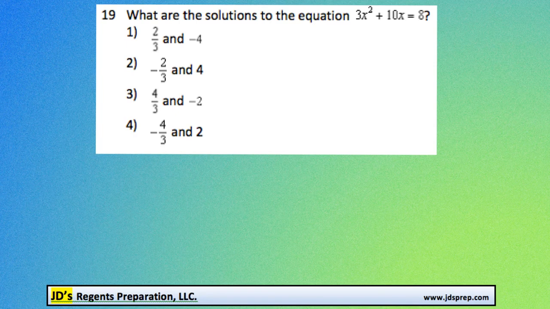Welcome to problem number 19 from the August 2016 Algebra Regents exam. In this question, we're trying to find the solutions to the equation 3x squared plus 10x equals 8. And in order to do that, we're going to have to factor the equation.